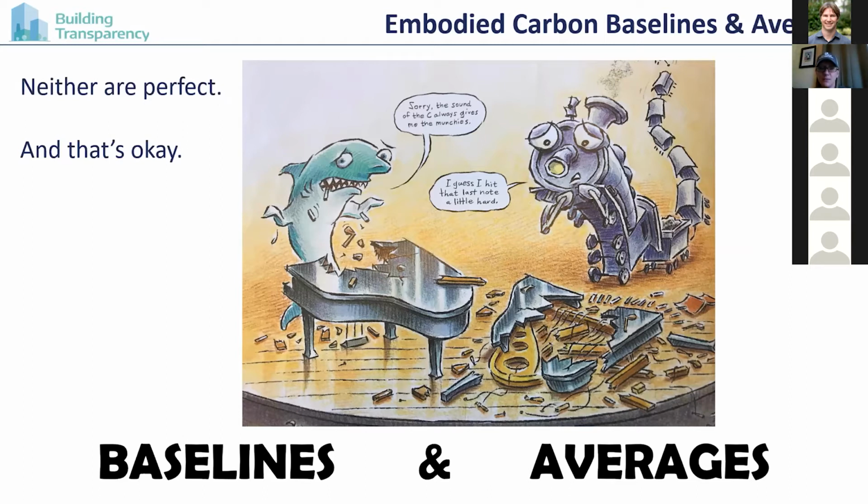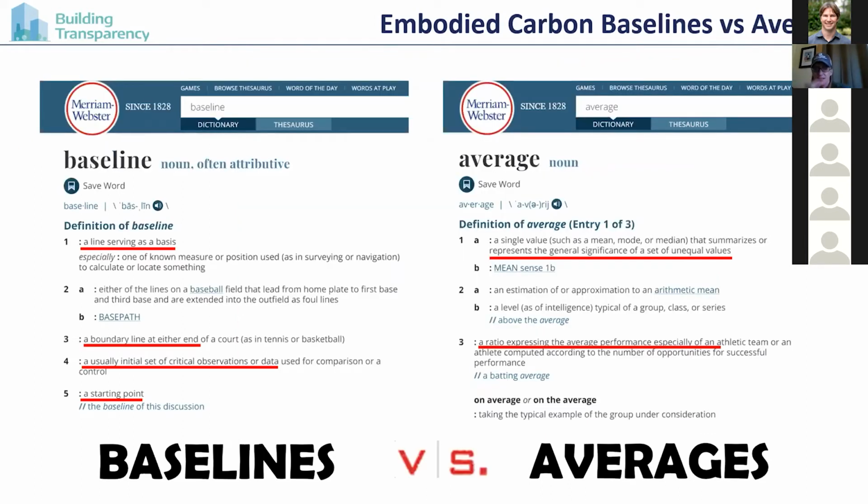So just sit with the fact that it's okay that things aren't perfect, and we're going to move forward and just continue to work with what we have. The next is, I think, similar to what you've seen. I just pulled the Merriam-Webster definitions for baseline and average.